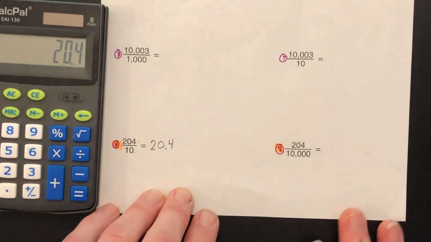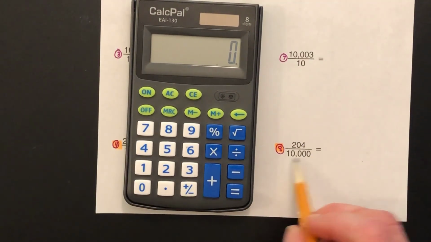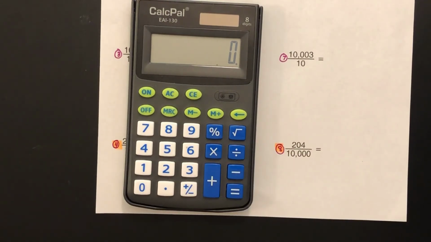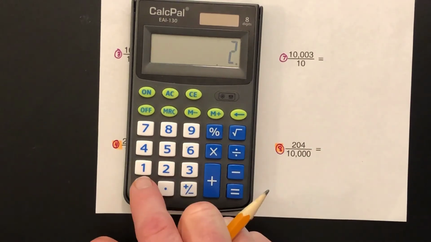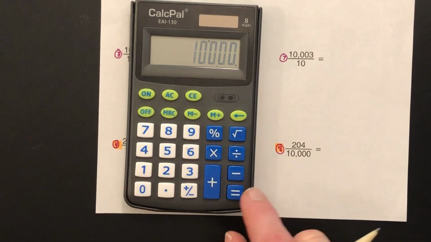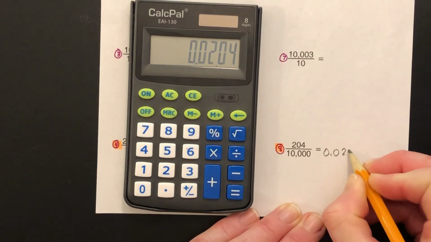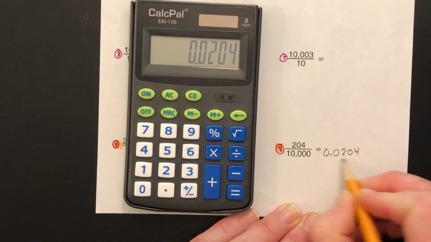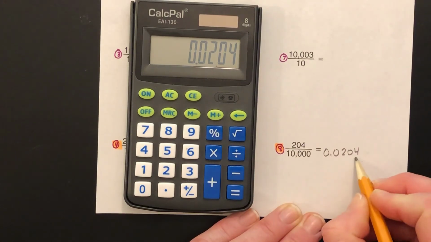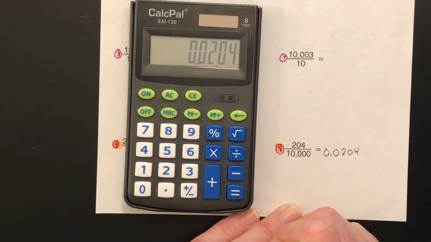Finally, we'll do number 8. 204 divided by 10,000. Can you guess that this is going to be 204 ten-thousandths? Well, if not, let's go ahead. 204 divided by 10,000, 1, 2, 3. Well, looky there. We have 0.0204. We would read this the same way we would read that. 204 ten-thousandths. Some of them will work nicely that way, some of them won't.